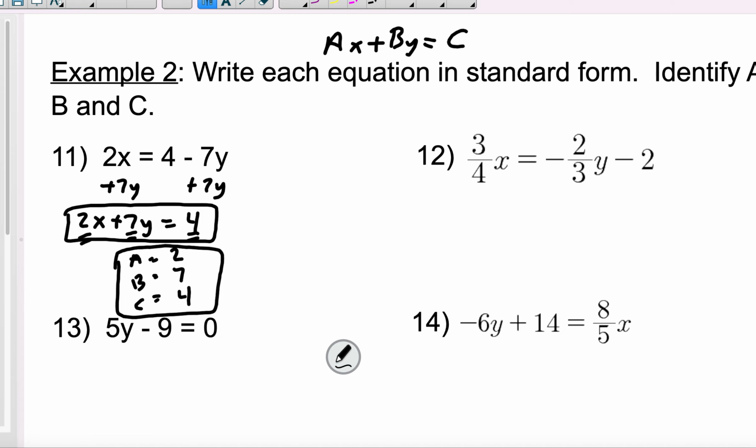Now number 12 there has fractions in it. So right away, those are not whole numbers. So what I do here is I go through here. Actually, let's do what we did first here. Let's move our X and our Y terms on the same side first. So let's do that first just to make it easier for us to look at it. All right, so we move the 2/3 Y over by the 3/4 X. So now that we have it over there, the only problem is our A and our B there are fractions.